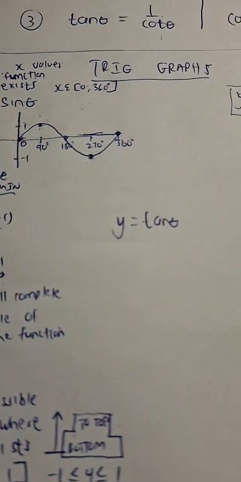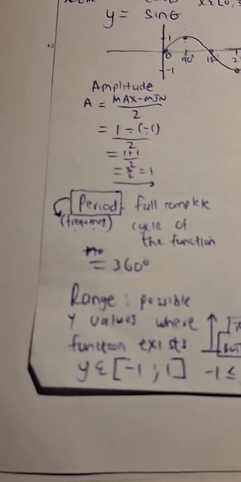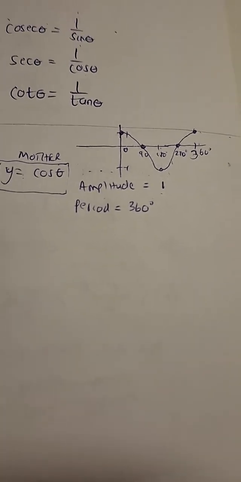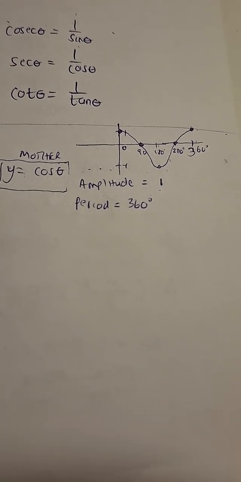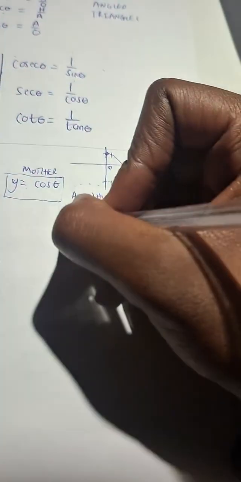That was the same thing with the sine graph. If you remember, the period of the sine graph was also 360. So these are things that are the same between the sine and the cos graph. Their period is 360 degrees. Are you with me? Okay, then let's move on.